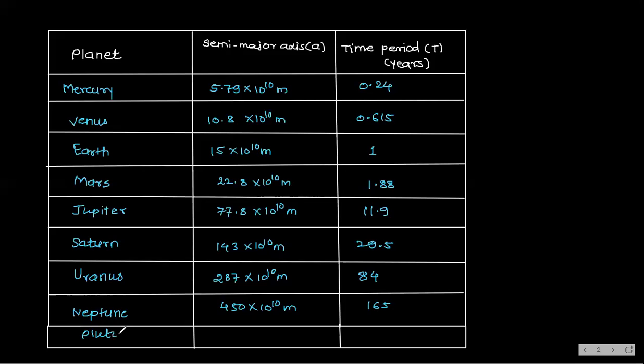Last one is Pluto. It has 590 into 10 to the power 10 meter as the semi-major axis, and its time period is 248 years. So after about 250 years, Pluto completes one rotation. Neptune 165, Uranus 84, Saturn 29.5, Jupiter this much, Earth 1, Mercury 0.24. 0.24 means nearly 3 months, right? Nearly 3 months.